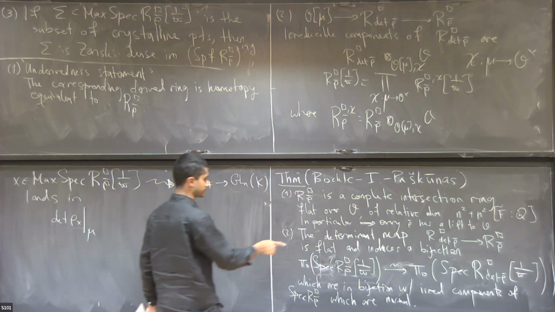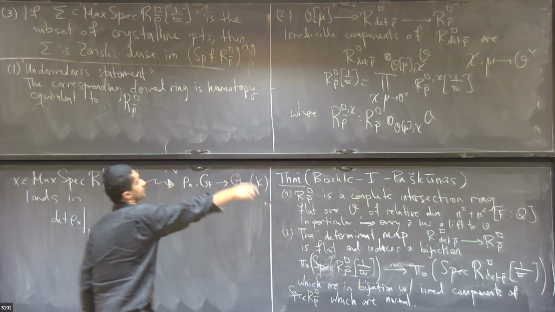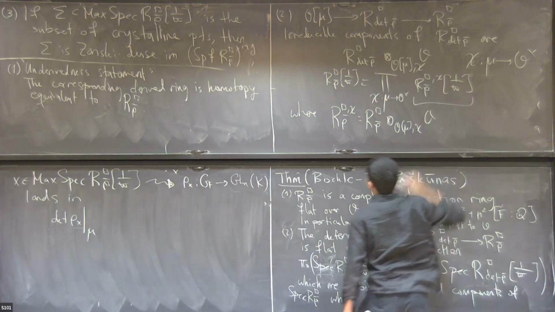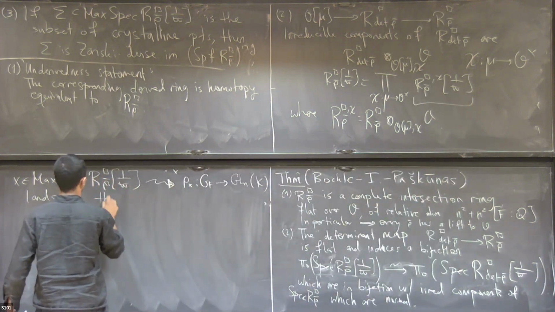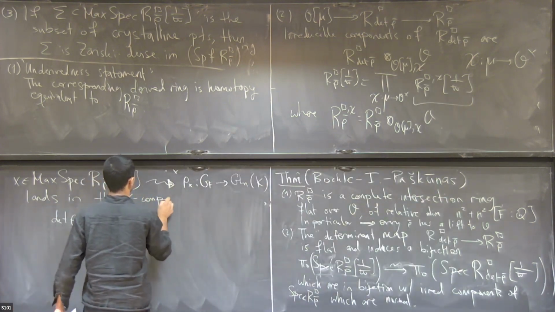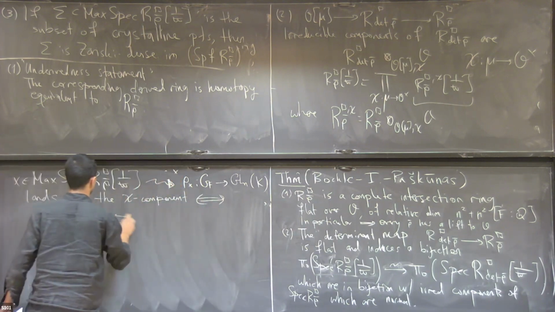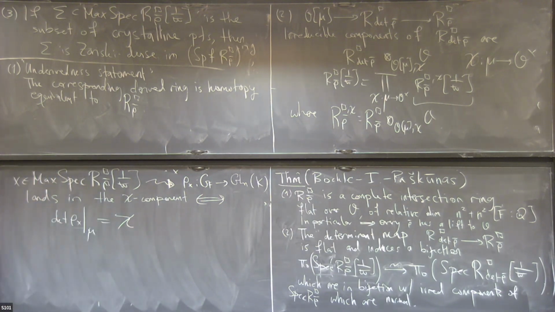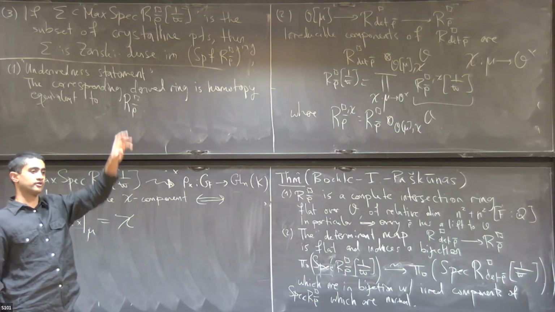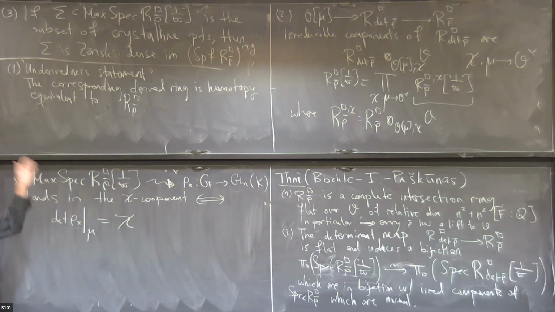So I'm saying rho_x lands in the chi component if and only if, when you compute this restriction, it is equal to chi. So if you want to figure out which component in this generic fiber you live in, you just take the representation, take its determinant, restrict to the p-power torsion part, and look at what you get. That tells you where you live. Okay. Any questions about that?